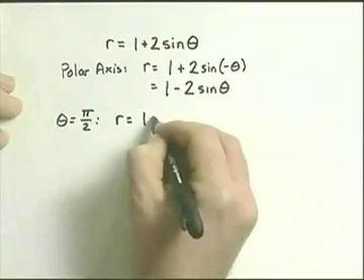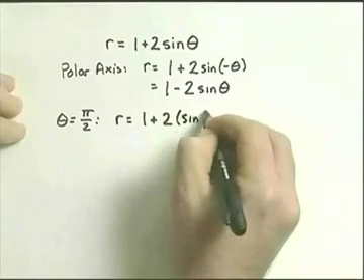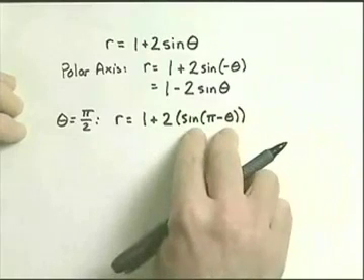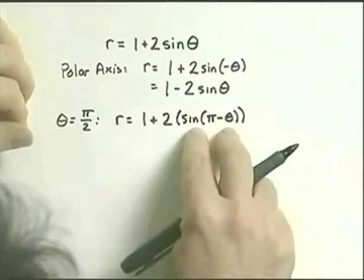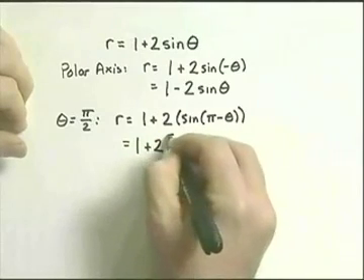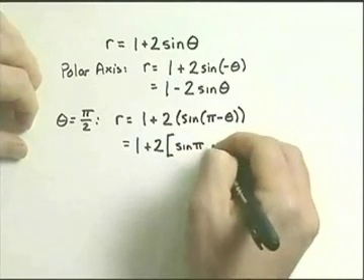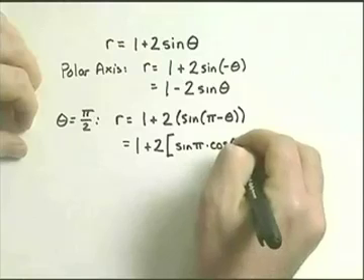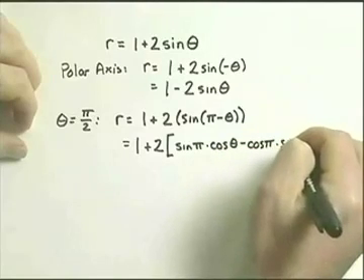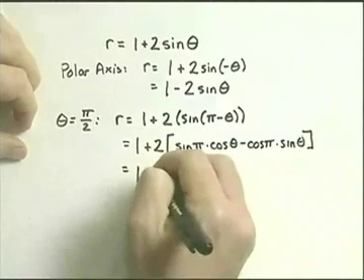Recall, to do this, you replace theta with pi minus theta. Now I have to evaluate the sine of pi minus theta. That is going to be 1 plus 2 times the sine of the first angle, which is pi, times the cosine of the second angle, minus the cosine of the first angle, times the sine of the second angle. Now do a little bit of simplifying.